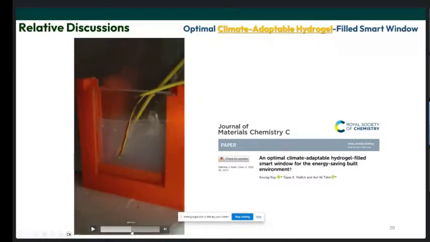Due to this transparency change, they can control the room temperature. This is your outside, this is your inside. If the outside temperature is 50, your inside temperature will be 22, and you don't need to turn on an AC. This is the way the hydrogel can maintain that room temperature comfort level.